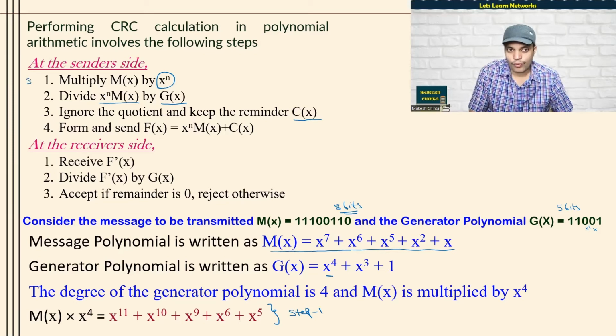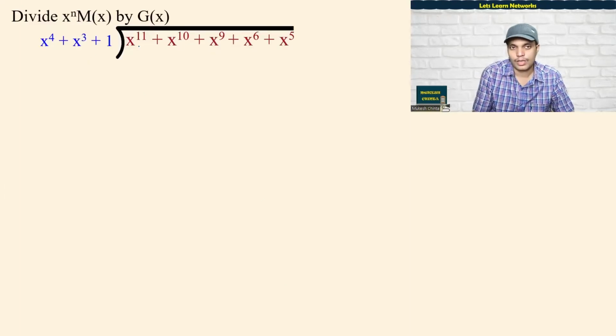Step 1, what we just did now. Then what it is asking you is to divide x power n into m of x by g of x. What is your g of x? x power 4 plus x cube plus 1. So you take this value, now m of x into x power n, and you divide it by g of x. How do you do that, sir? Like this. This is the value which you just wrote, and you start your division.